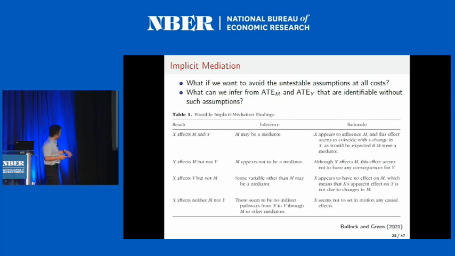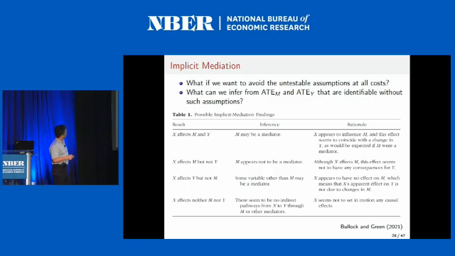This is a table from Bullock and Green, I think in Psychological Science or something like that. This is implicit mediation. X is the treatment here. X affects M and Y. The inference: M may be a mediator. The reason is that X appears to influence M, and has effects that seem to coincide with a change in Y, as would be expected if M were a mediator. So that's the inference.